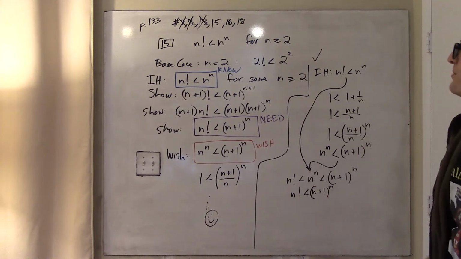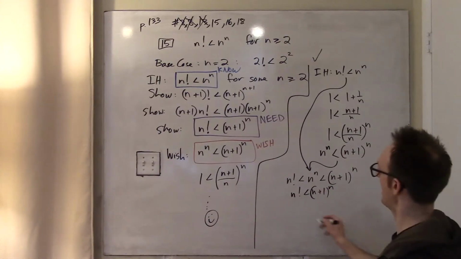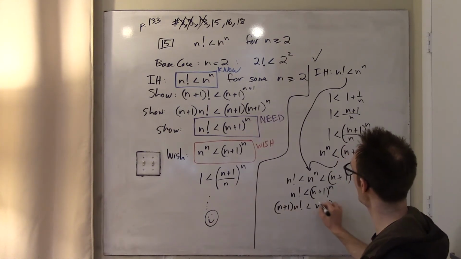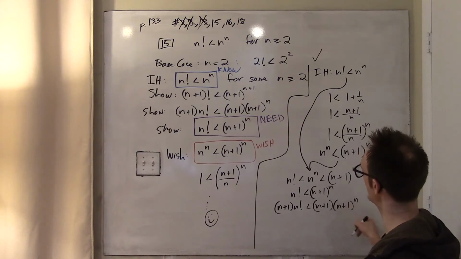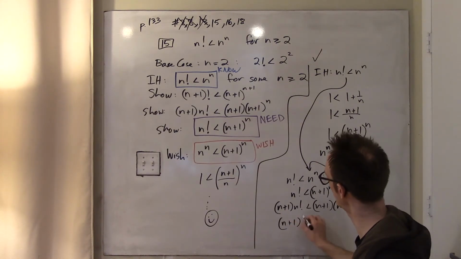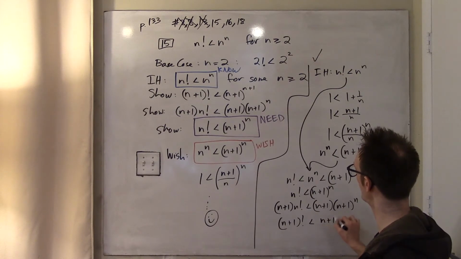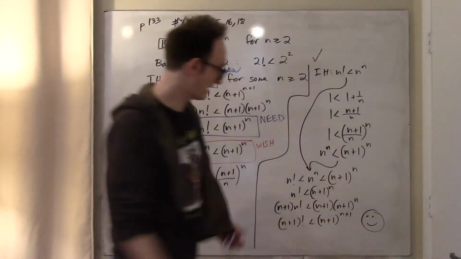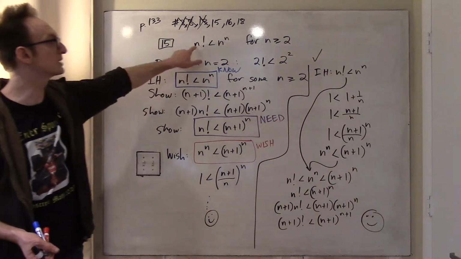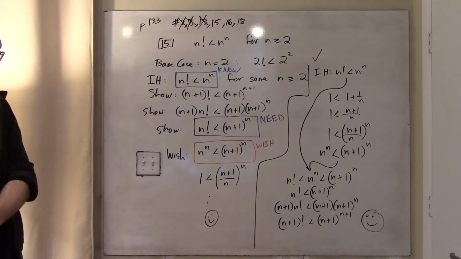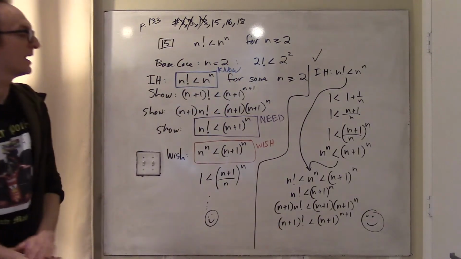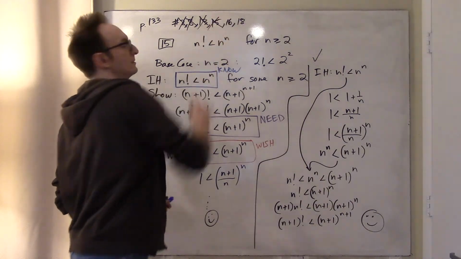And now, I multiply both sides by n plus 1, and that gives me that n plus 1 times n factorial is less than n plus 1 times n plus 1 to the n. In other words, n plus 1 factorial is less than n plus 1 to the n plus 1, and I'll just stop there. That is the property that I was trying to prove. I've shown that on the assumption that the property holds for n, it must hold for n plus 1, and so we're good. Alright, back in a second.